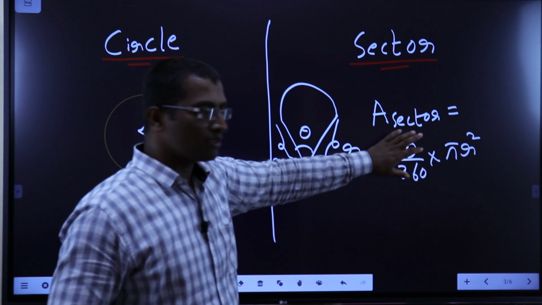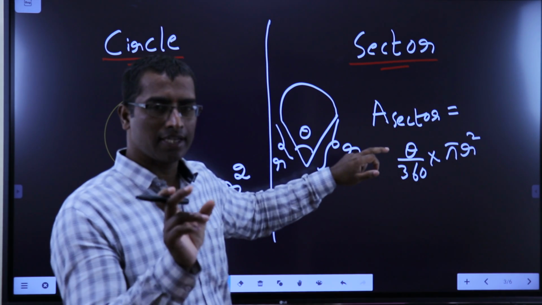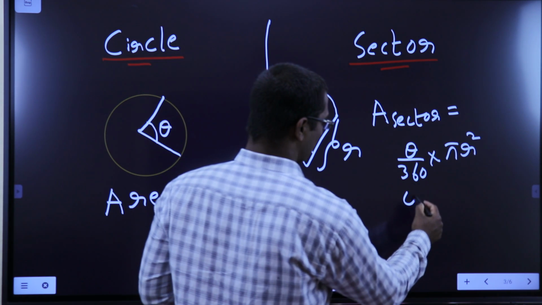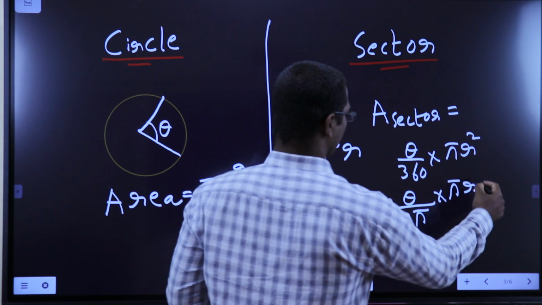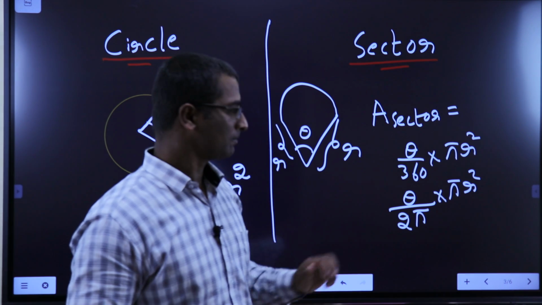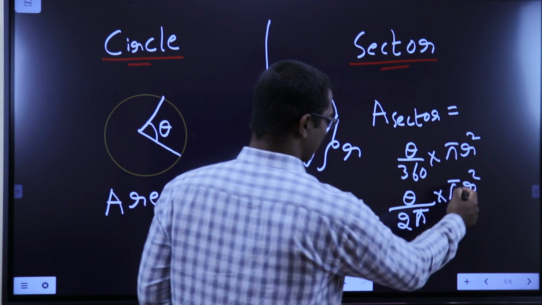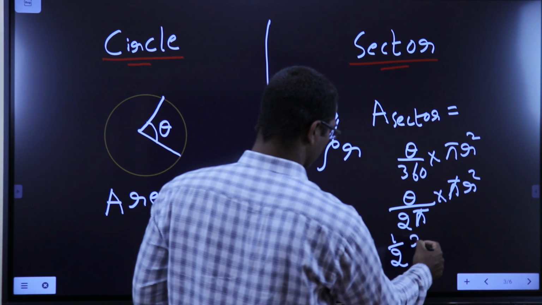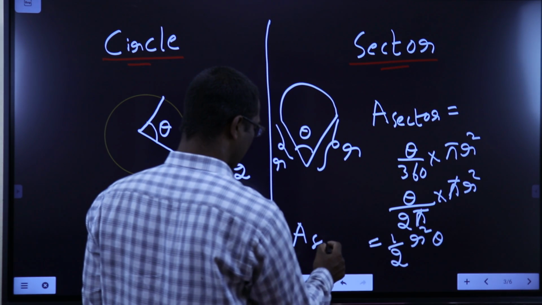Now, this is well and good till grade 10th, but for AS level, theta will be given in radians. So convert 360 degrees also in radians. If you convert 360 degrees in radians, that is 2 pi. How do we convert degrees to radians? That video will be given in the description. If you wish, go through that. So 360 degrees I replaced by 2 pi radians. Now pi gets cancelled. I am left with 1 by 2 r square theta. This is the formula for the area of a sector.